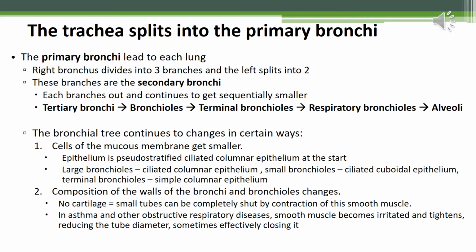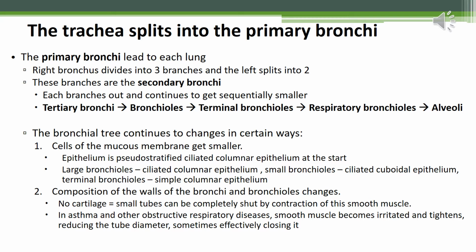The composition of the walls of the bronchi and bronchioles also changes as the tubes get smaller. In the smaller tubes, we have no cartilage, because these tubes can be completely shut down simply by contraction of the smooth muscle in the lungs.